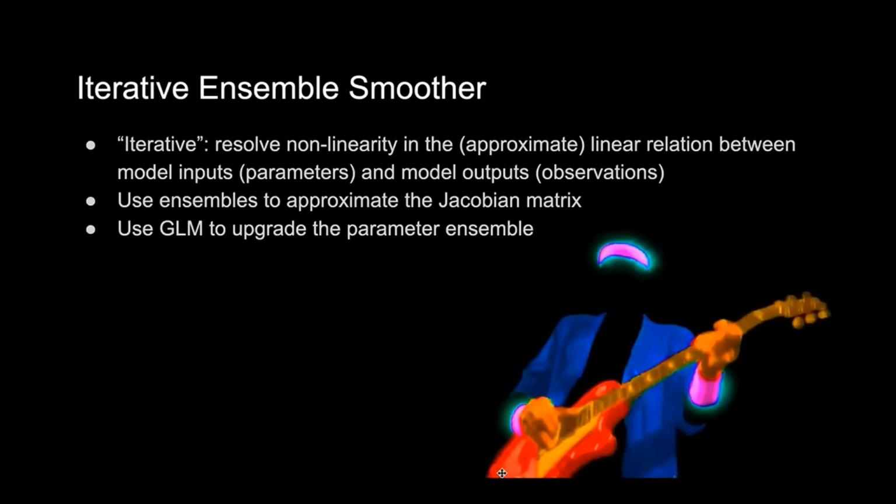Now, beyond the classical data assimilation algorithms using ensembles, there's the iterative form of each. In this case, we're going to talk about the iterative ensemble smoother. The reason the iterative ensemble smoother must iterate is the same reason that PEST must iterate. Even though we're using a Jacobian matrix to represent the action of the model in a first order sense, the relationship between parameters and observations is in fact nonlinear. So the basic workflow here is we use the ensemble to approximate the Jacobian matrix, and then using that approximate Jacobian matrix, we use the Gauss-Levenberg-Marquardt equation to upgrade the parameter ensemble.